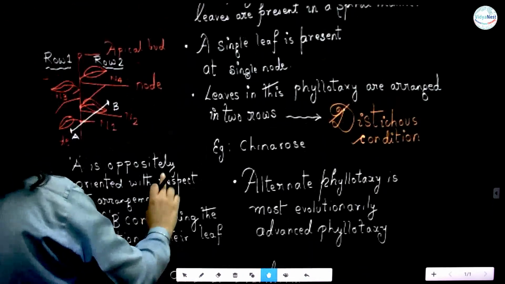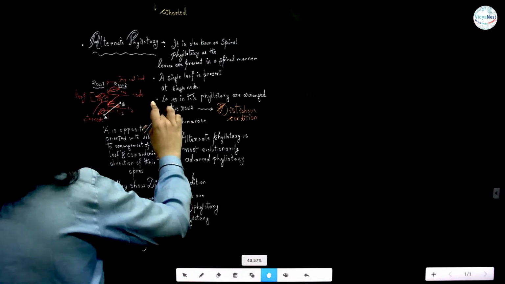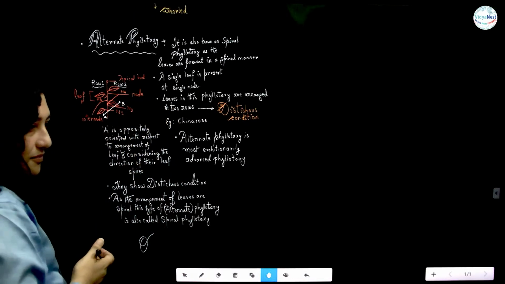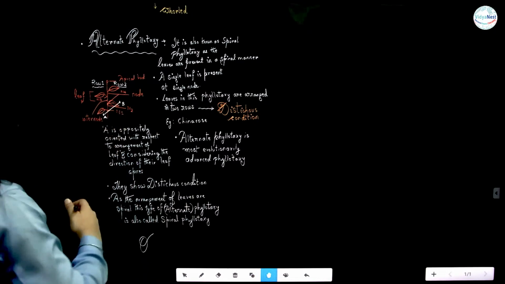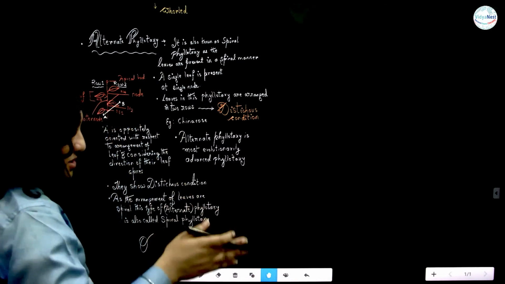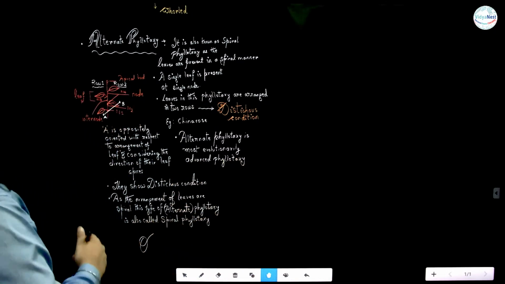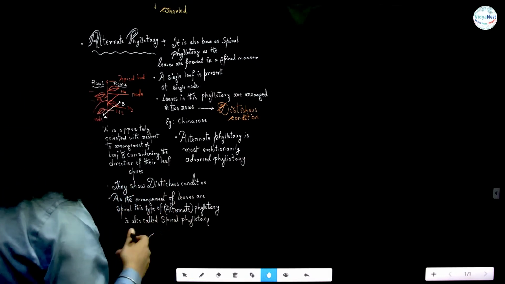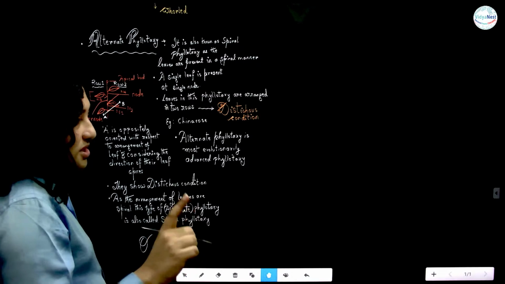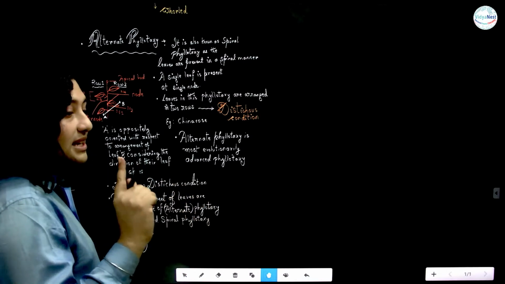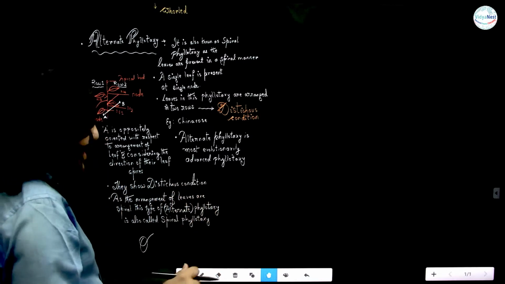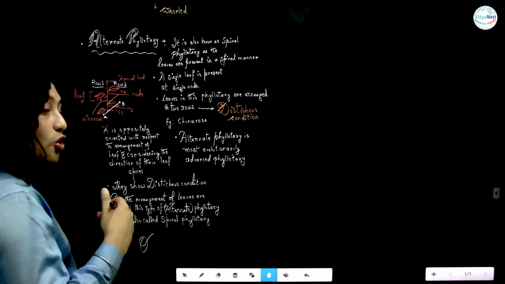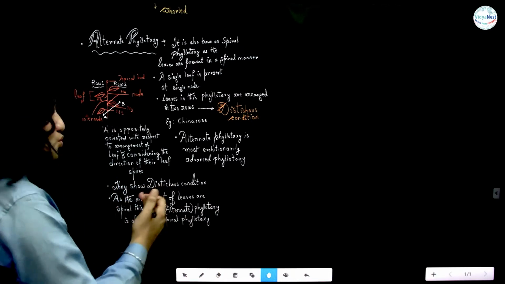So what we have studied in this alternate phyllotaxy, we can just brief up and say that in alternate phyllotaxy, the leaves which are arranged on the main axis of the stem or its branches are present in a spiral manner, so it is known as spiral phyllotaxy. Each and every node is characterized by the presence of a single leaf, not more than that. The apex of the leaves are arranged in opposite direction with respect to one another.